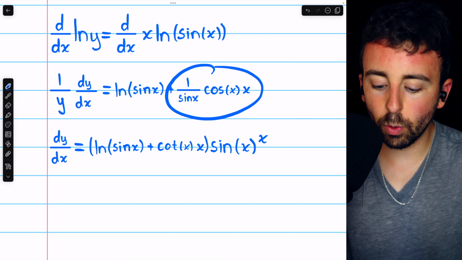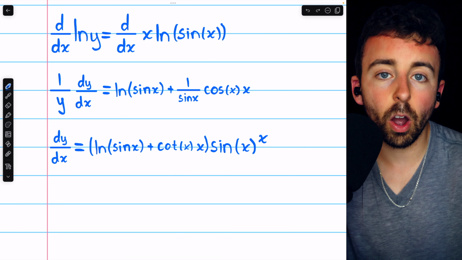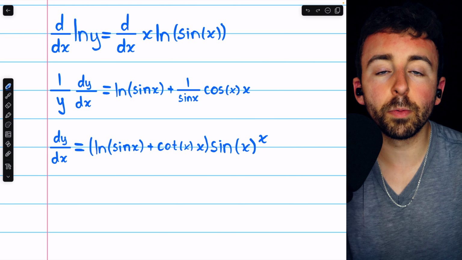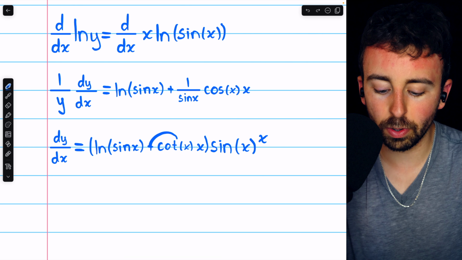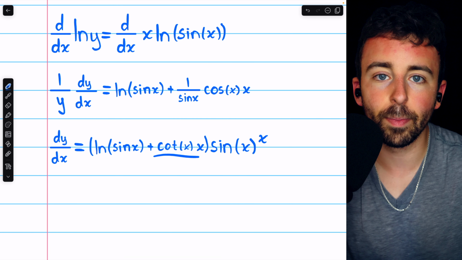Now here on the right, we have 1 over sine times cosine. That's the same as cosine over sine, which is the reciprocal of tangent. So that's cotangent. So this is actually just cotangent of x times x.